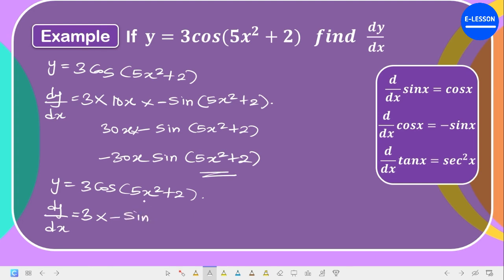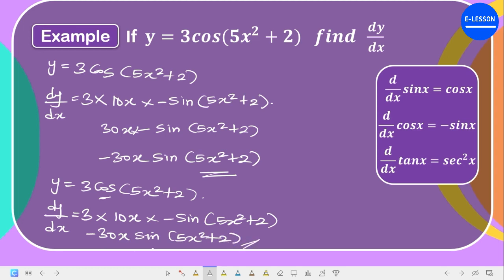Differentiate what you have here. What will it give to you? Or better, let's take it the precedence, the normal way it follows. Write down the 3 as a constant. Differentiate what you have in the bracket here. This will give us 10x. Differentiate the cos now to give us minus sine. Then write everything in the bracket again, which is 5x squared plus 2. And this gives us 3 times 10 times minus sine to give us minus 30x sine 5x squared plus 2. And that is the solution to that question.